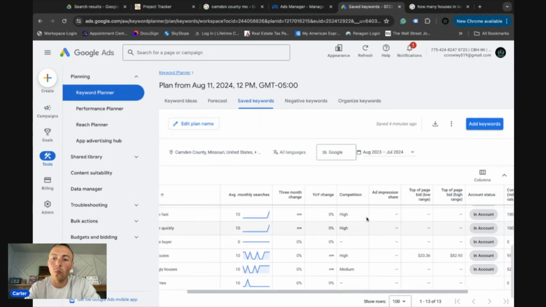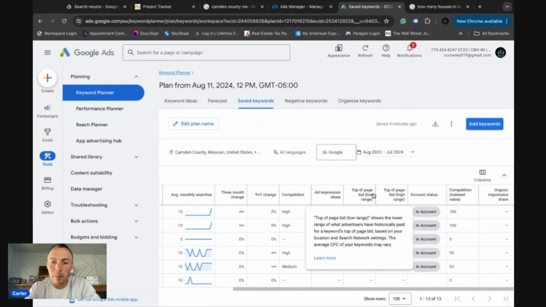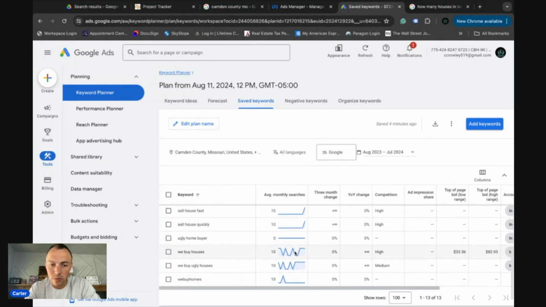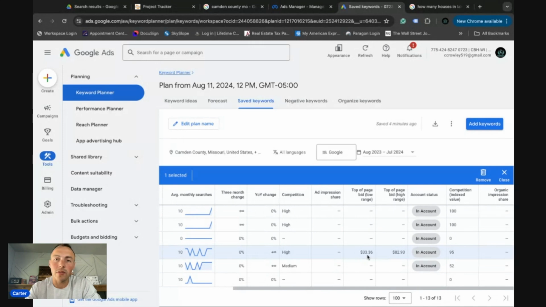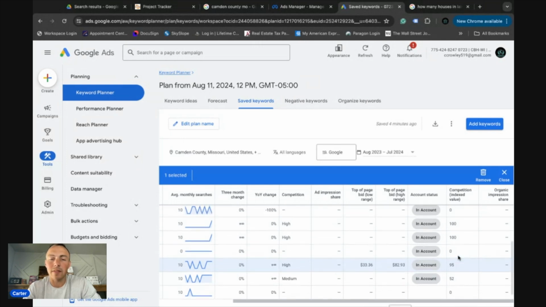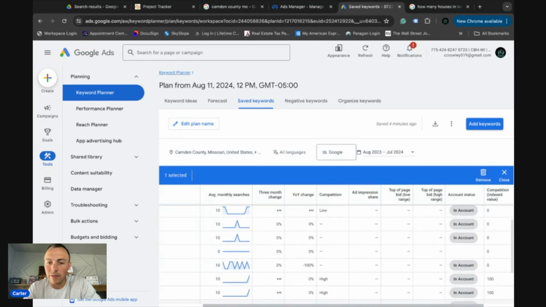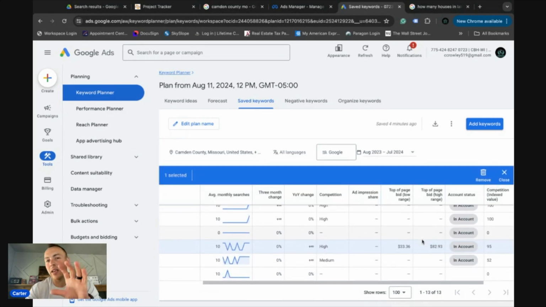And generally what it would give you is top of page bid, on the high range and on the low range. So you can see here for we buy houses, which is this keyword, the bid range is from 33 to 82. If you average that out, right around $50 is probably a median bid choice. It's a very competitive keyword, as these all are, and that's where it gives you at least an idea. That is the only one that it gives us a cost for.